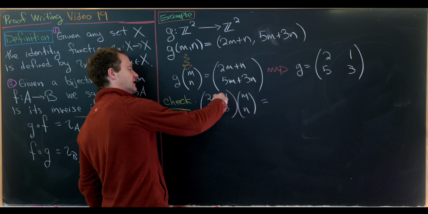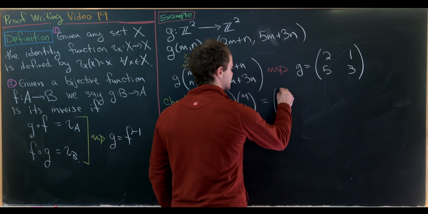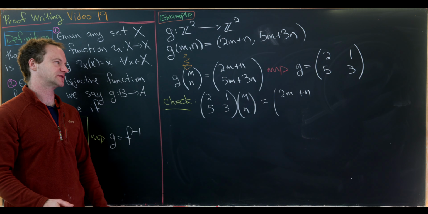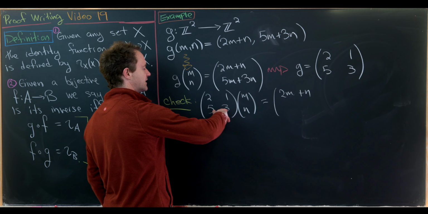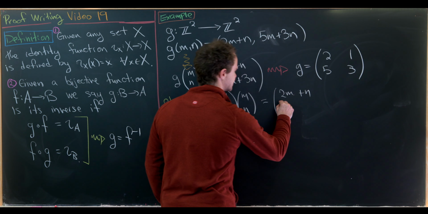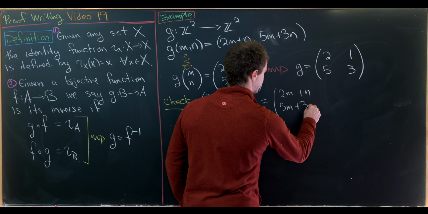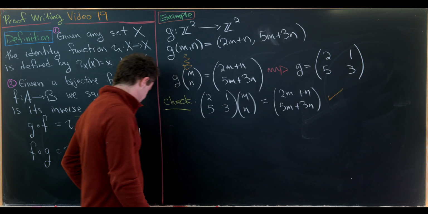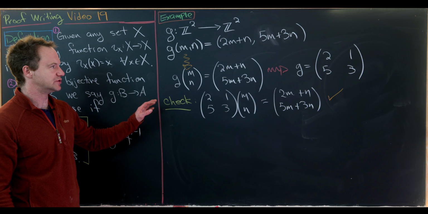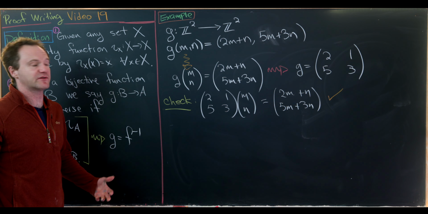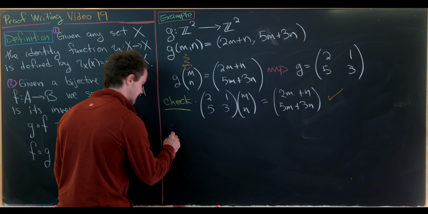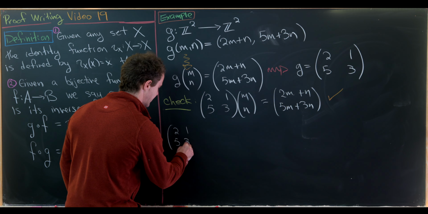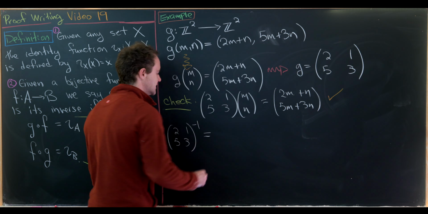But let's see, swiveling this 2, 1 into (m, n), using standard matrix-vector multiplication, gives us 2m + n. Then swiveling this 5, 3 into (m, n) gives us 5m + 3n, as needed. So this all checks out. Now in order to find the inverse of this function, all we have to do is find the inverse matrix. So let's do that. So we want [2, 1; 5, 3] inverse. So how do we do that?